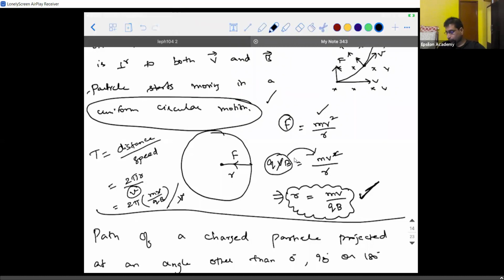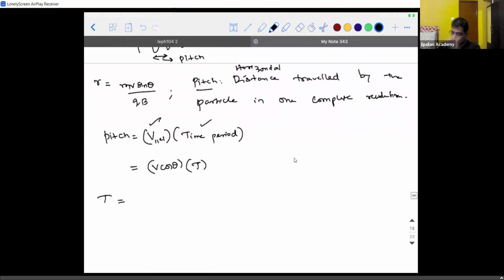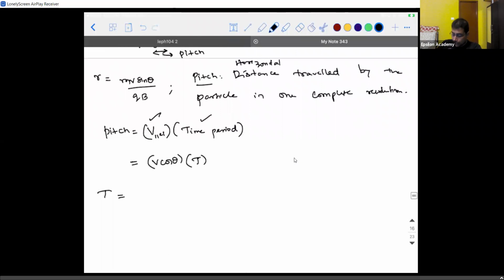Okay. So if you observe an important point here, when a particle is revolving in a circular path, time period is independent of velocity. So the same time period is applicable here also. V cos theta into, you would have seen the value now, 2 pi m divided by qB. So the answer is 2 pi mv cos theta, the whole divided by qB.